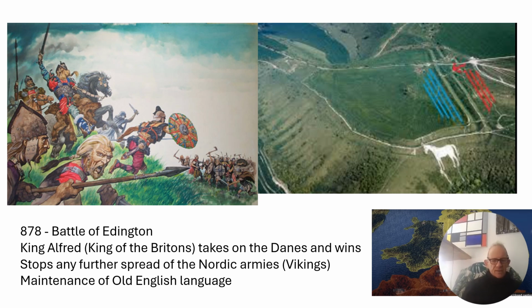And it came to a head at the Battle of Edington on Salisbury Plain. There you can see it in the top right. That's the Westbury White Horse. That's the hill fort on the top. The blue is King Alfred. The red are the Vikings. And that's the battle between the two. King Alfred won. And as a result, the English language was maintained. Old English was maintained.